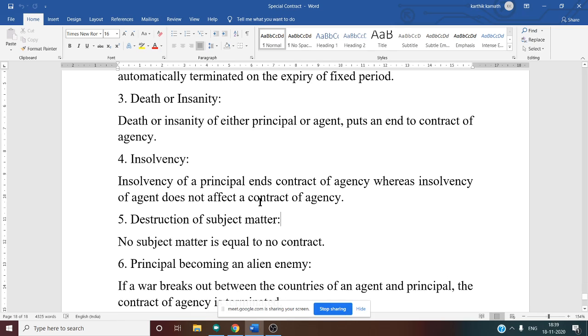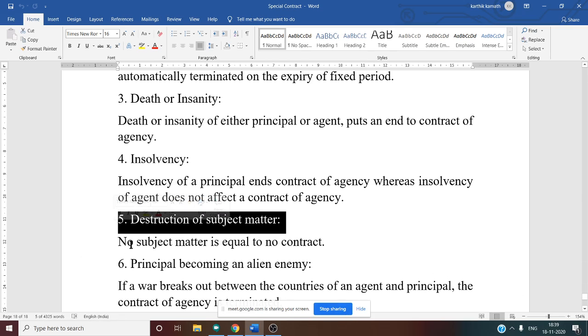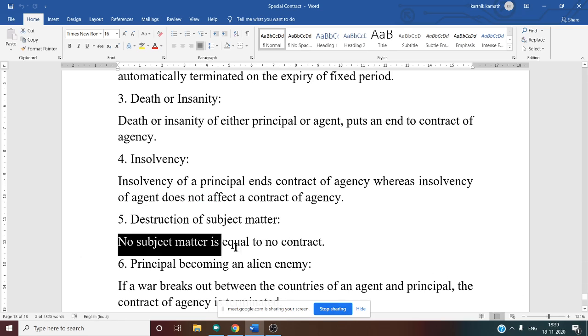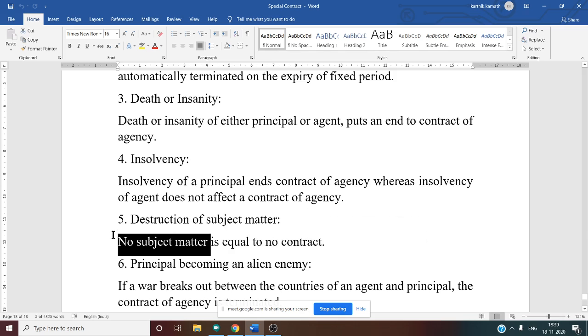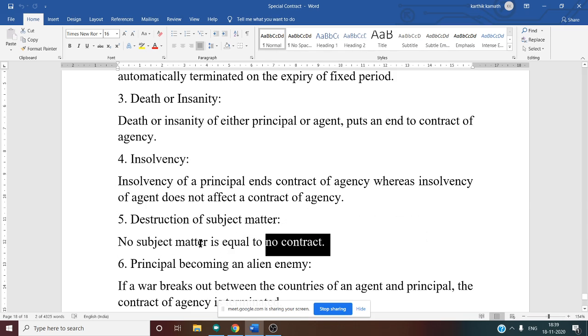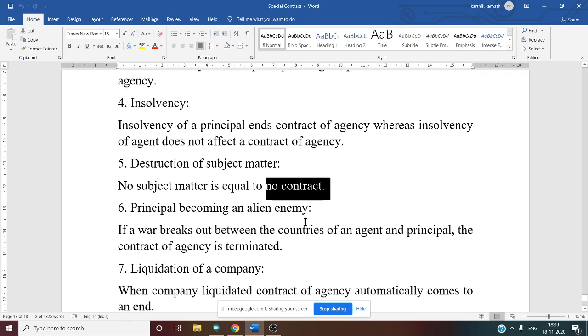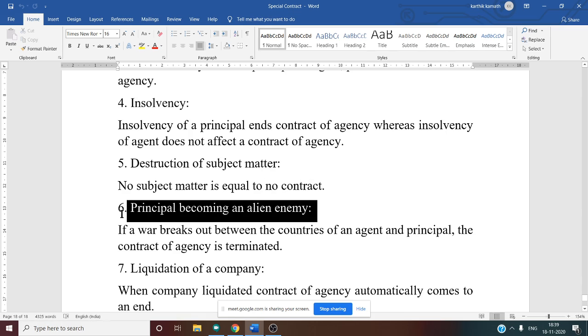Fifth one, destruction of subject matter. What do you mean by destruction of subject matter? No subject matter is equal to no contract. Let us take a very famous example, that of a cow. If the cow itself is not there, how can you perform the contract? Suppose A and B enter into a contract to sell a cow, where the cow is the subject matter. If the cow dies, then no contract. Very simple.